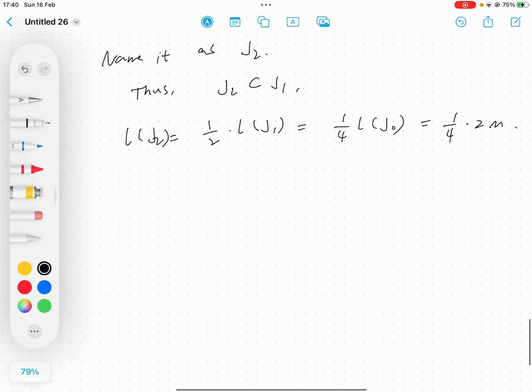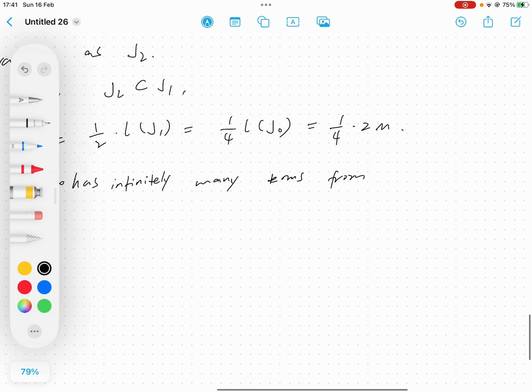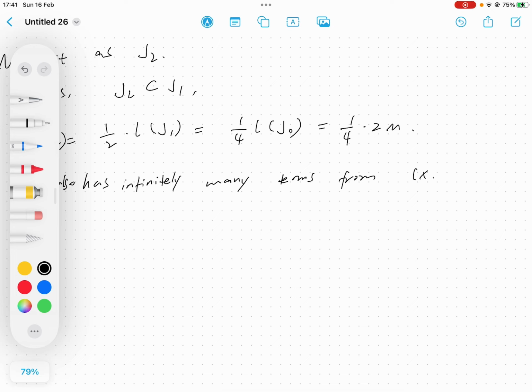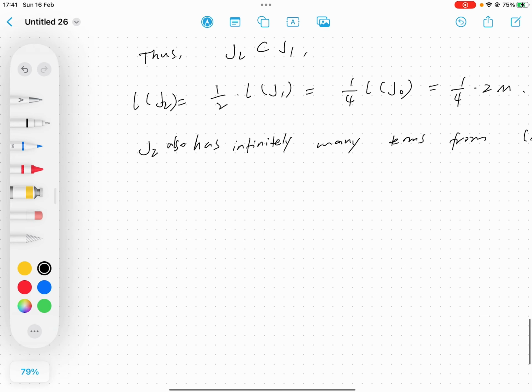So, we notice that this J2 also has infinitely many terms, okay? And those terms are collected from xn, from our original sequence. Okay, good. All right, then we do this iteratively. Okay, keep doing this.